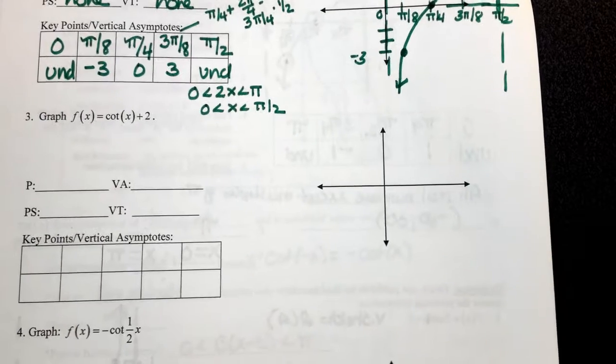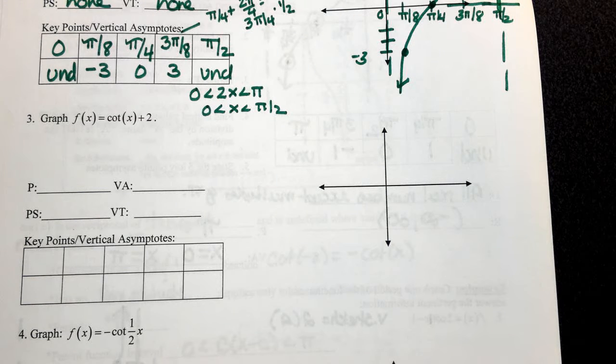You guys go ahead and try number 3 for me. Go ahead and try graphing number 3. You only have one translation, which is what? You only have to do that vertical shift.